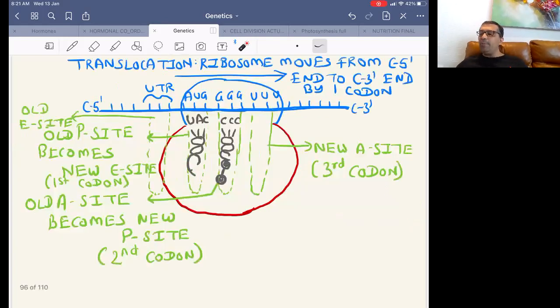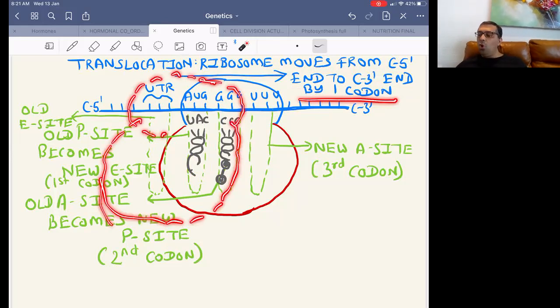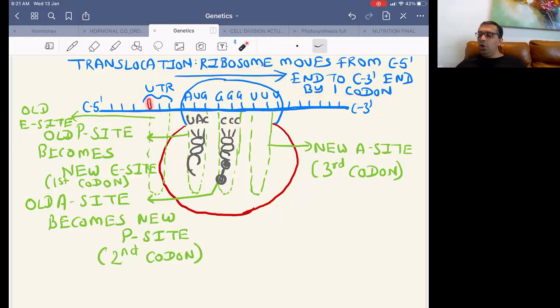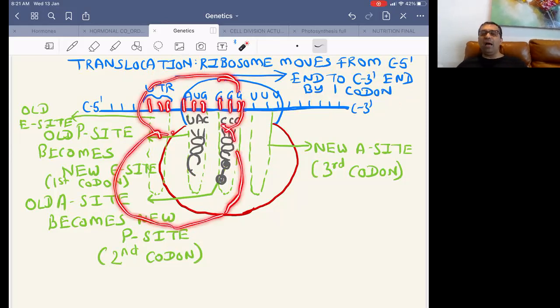And now takes place translocation. The ribosome moves from the 5' end to the 3' end by 1 codon. तो राइबोसोम यहां था, and ribosome shifts by 1 codon. So, what was the ribosome initially occupying? UTR, AUG, GGG. This was present first in the ribosome. ये राइबोसोम में पहले था.